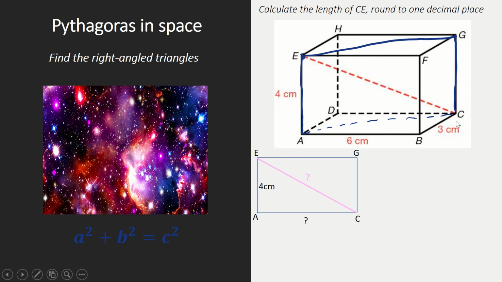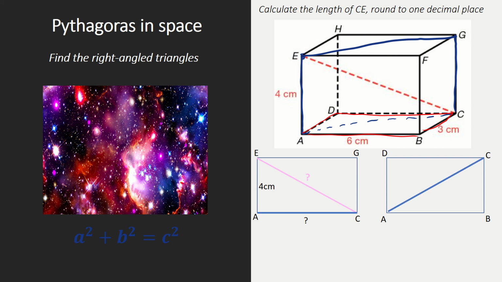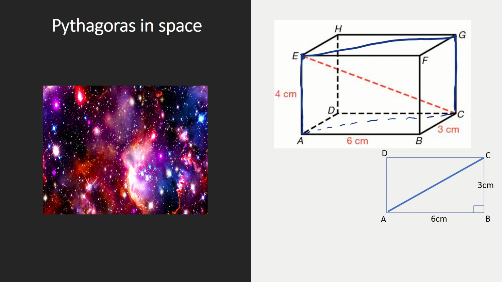If you have a look at that, you can see that AC lies in plane ABCD. So in this plane. So again, I make a sketch of it, and it's a rectangle because it's a side of a cuboid. And we know that AB is 6 and BC is 3 centimeters. And of course, it's a right angle because that's one of the properties of a rectangle. So now we can calculate AC by using the Pythagorean theorem because we have a right angle.